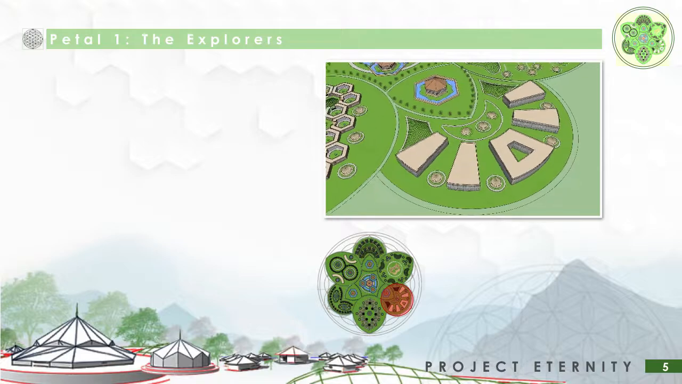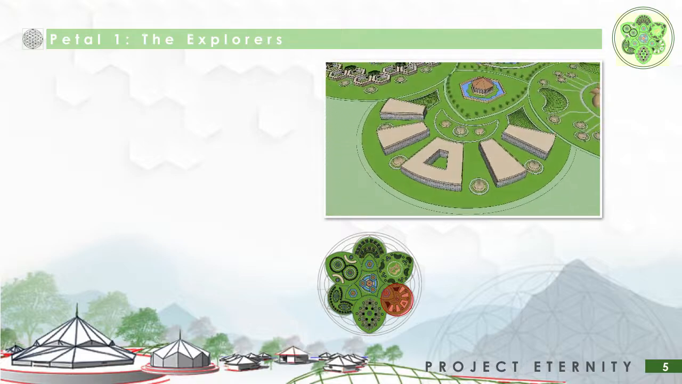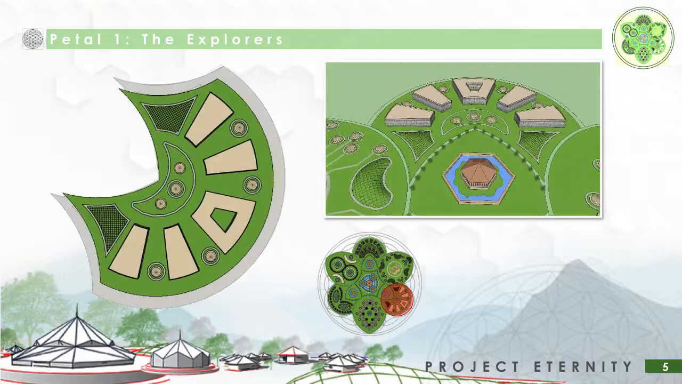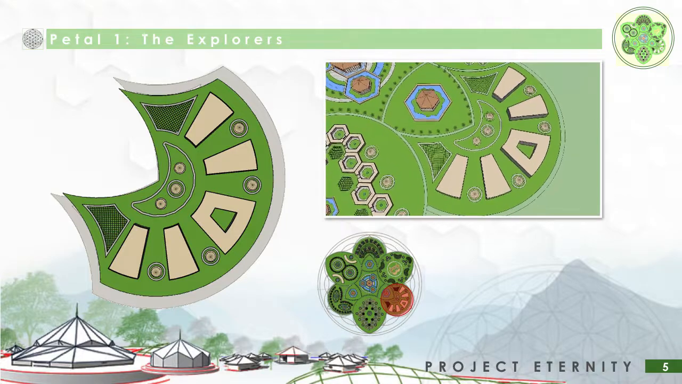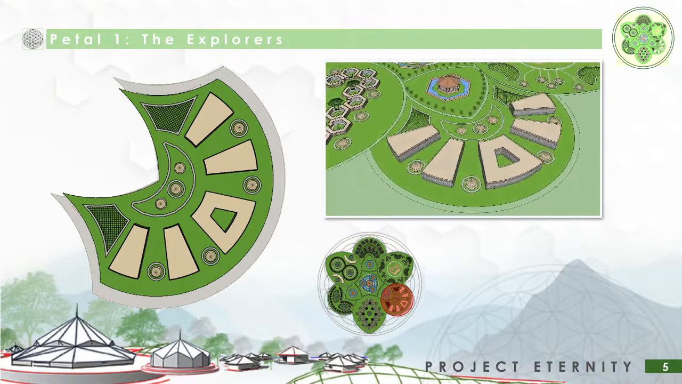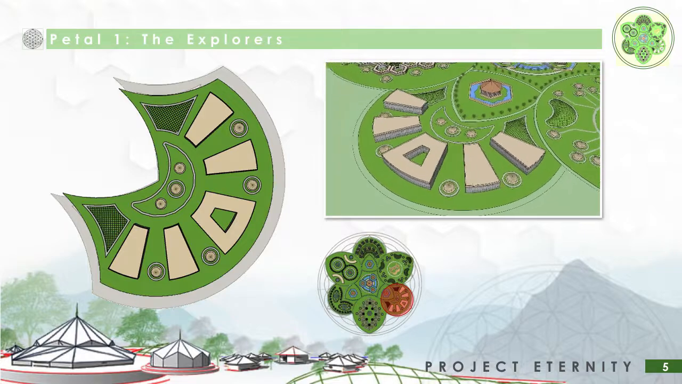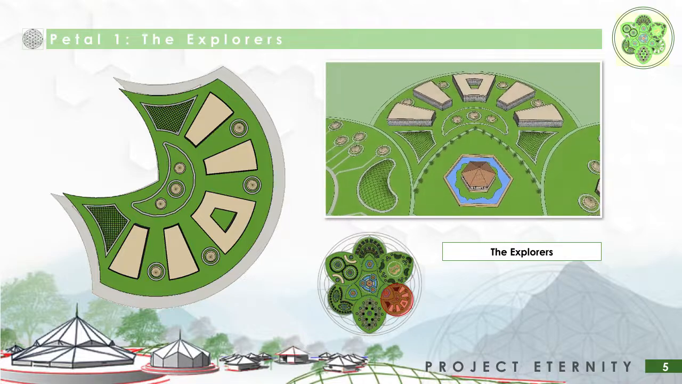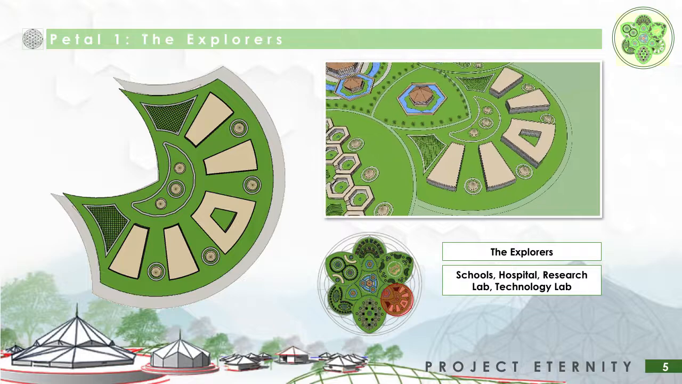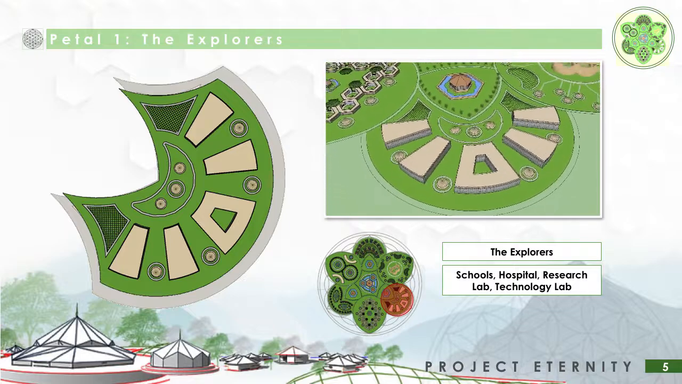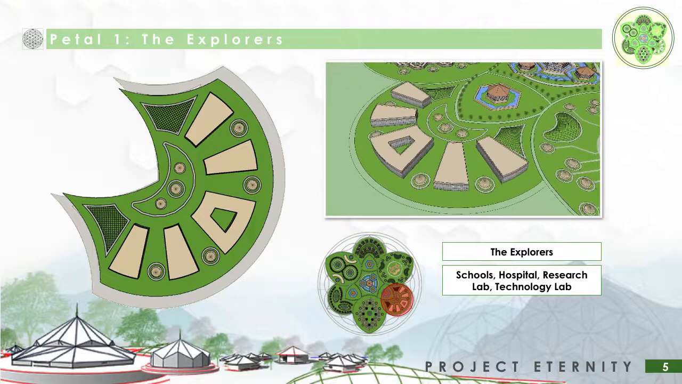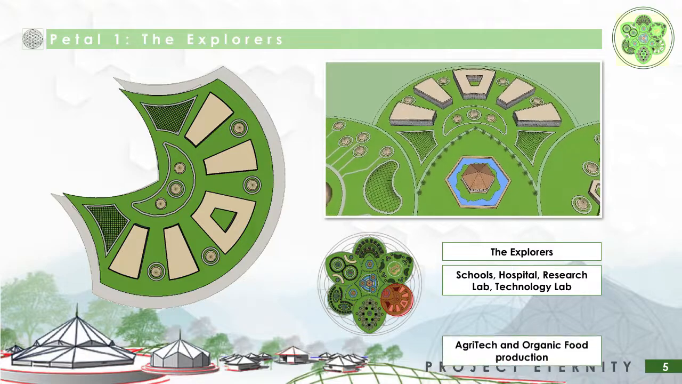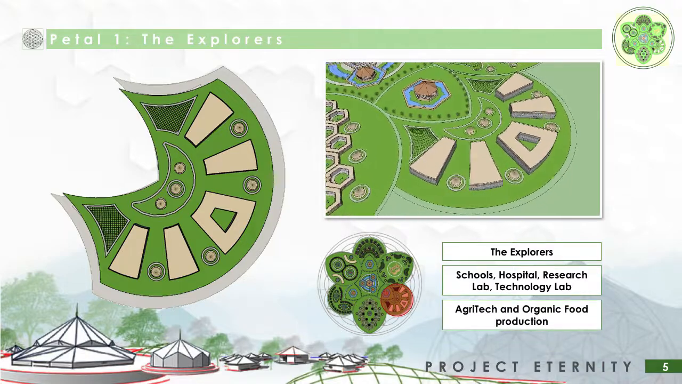This is where a community is designed based on petals. And the first petal is all about the people from the outer world coming in for just a couple of days to a week to experience our transformation programs. They are called the explorers, and within these premises we also have schools, a hospital, research labs and technology labs to continue the research that we are focusing on, which is about health, agri-tech, organic food production, etc.